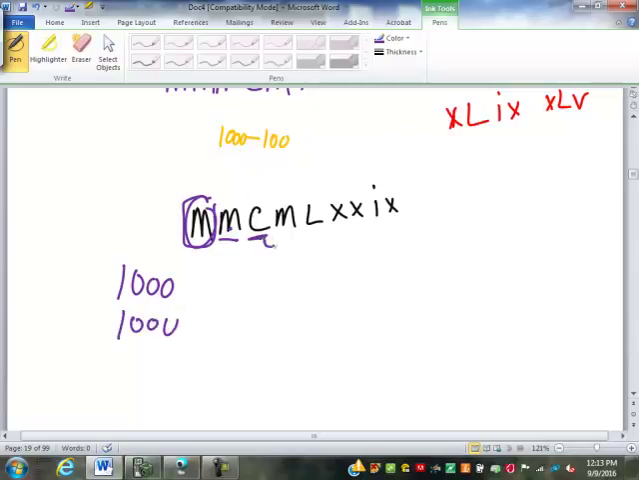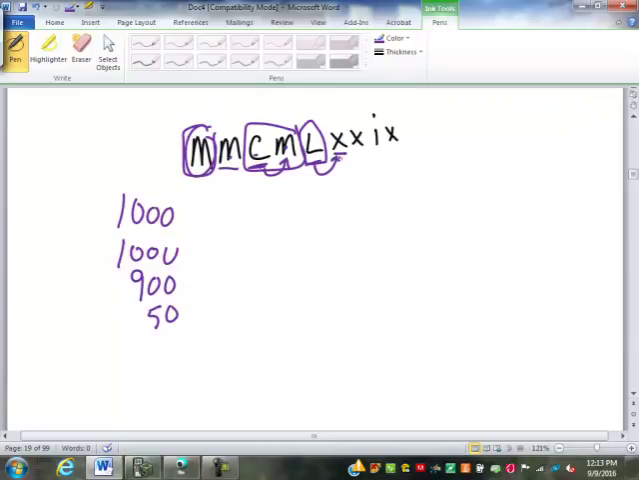C, is the symbol after it bigger than it? Yes. So I have to use those two together. That's 100 away from 1,000, or 900. L, is the symbol after it bigger than it? No. So I can just use the L of 50. X, is the symbol after it bigger than it? Nope. So I can use the X as 10.